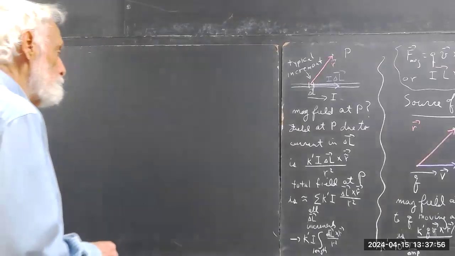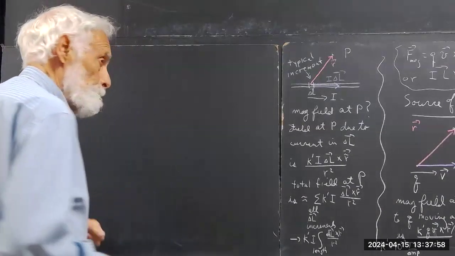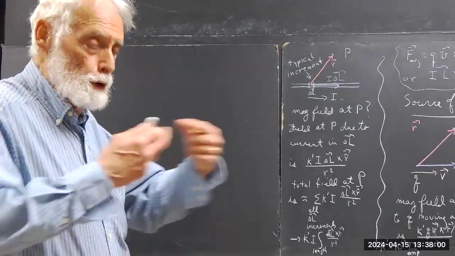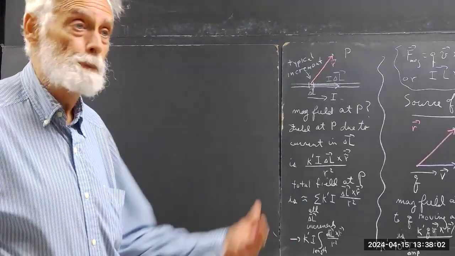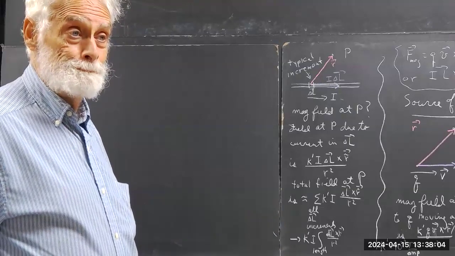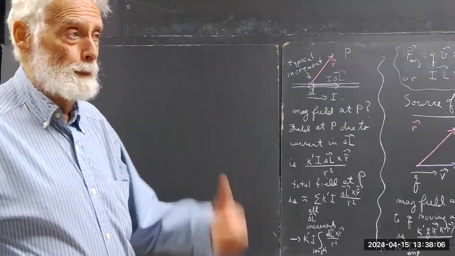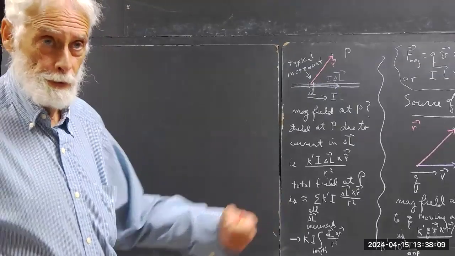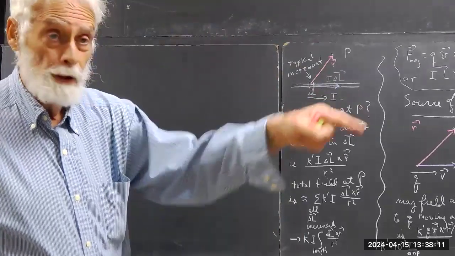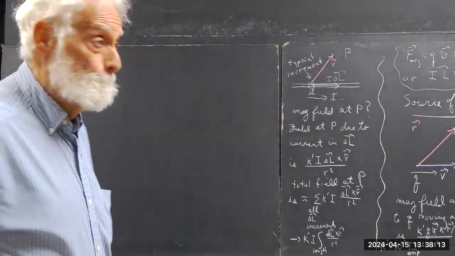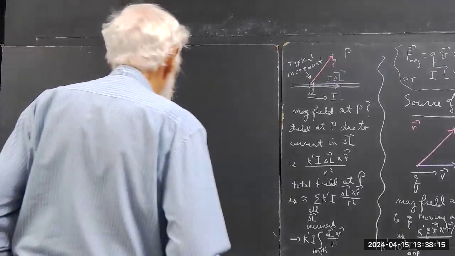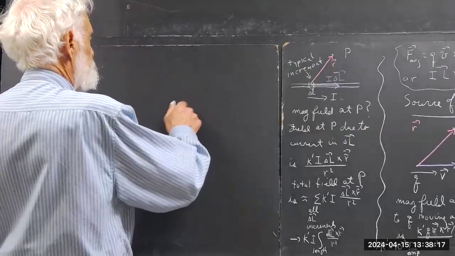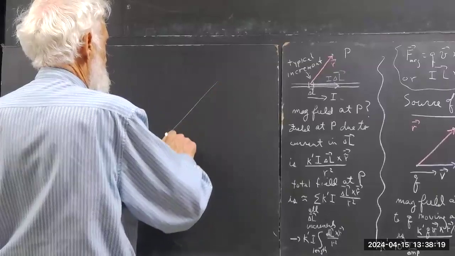So I'm going to do something very relevant now. You've got a circular loop with current in it. What's the magnetic field at the center of the loop, and what's the magnetic field at a point along the axis through the center? Because that's relevant to our Helmholtz coils, isn't it? Okay. So let's say we have a loop.